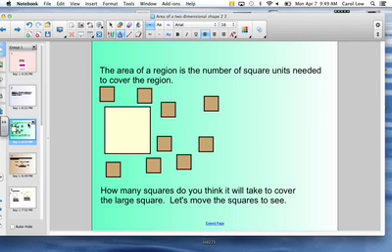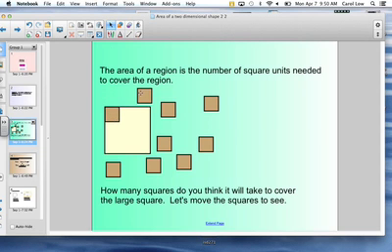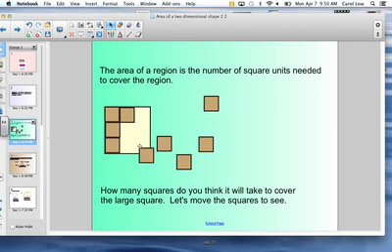How many squares do you think it will take to cover the large square right here? Let's move the squares to see. But before we do that, I want you to just try to figure out how many of these little tan squares you think it will take to cover this. All right, now I'm going to slide these over. Oops, let's see if I can get this. I'm going to move these over and see how many it will take to cover this white, ivory colored square.